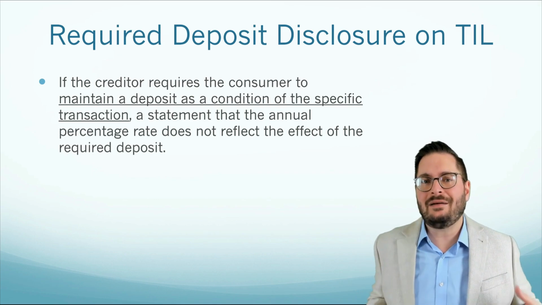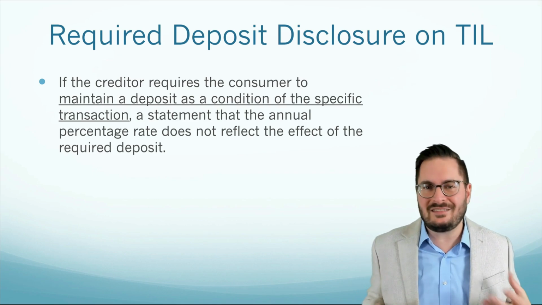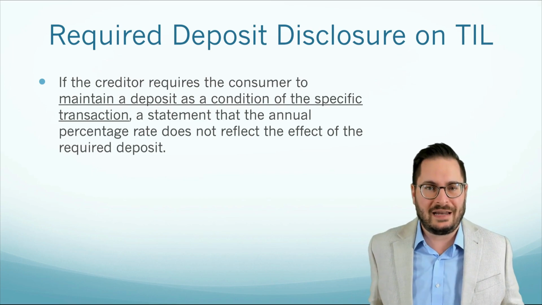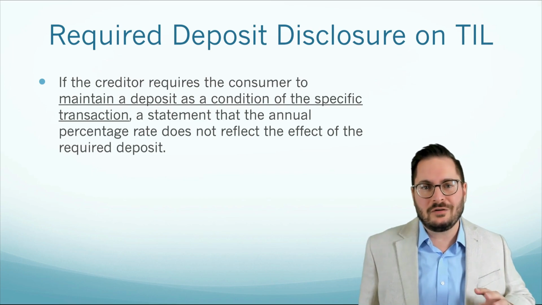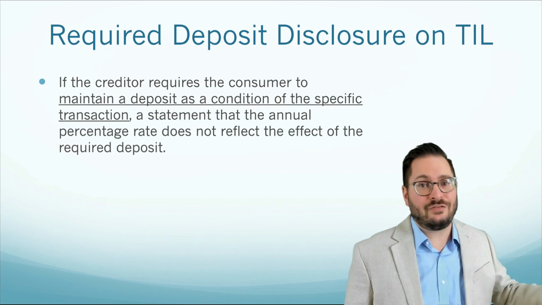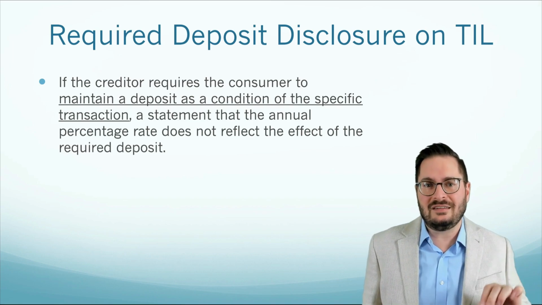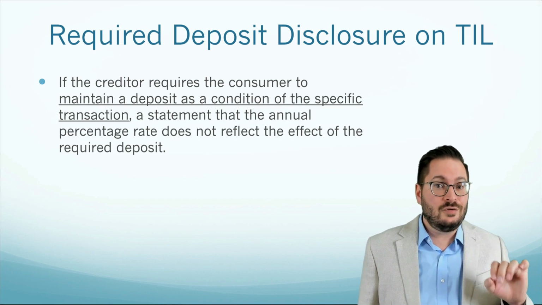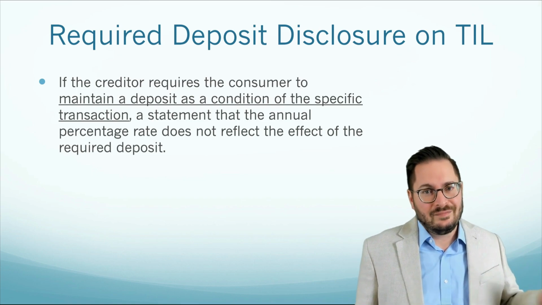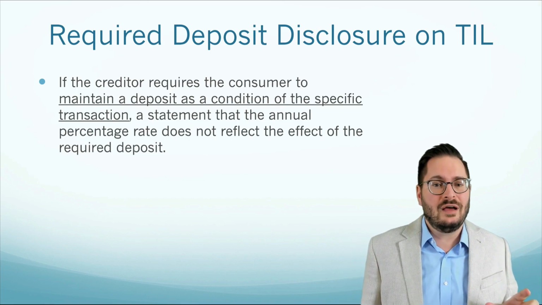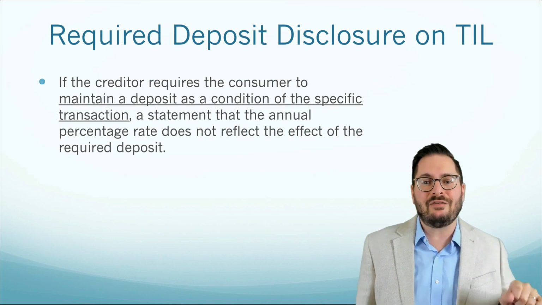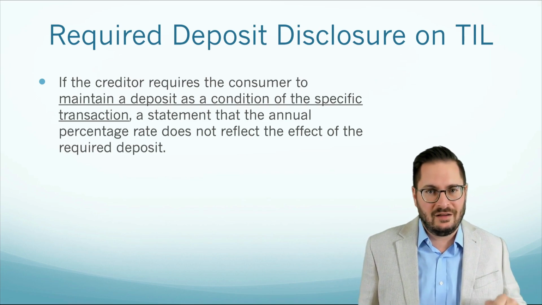So what we're talking about here are essentially your deposit secured loans, your share loans, or your CD secured loans, whatever you call them in your financial institution. So in other words, if you're going to have a loan where the collateral is a CD, for instance, then Regulation Z says that you're required to check a box on your system that populates a disclosure that tells the consumer that the annual percentage rate of their loan does not reflect the effect of the required deposit.